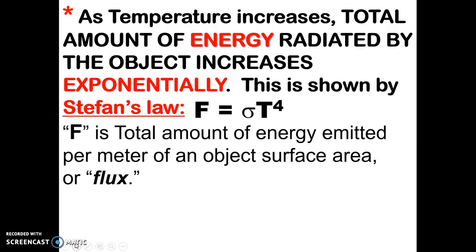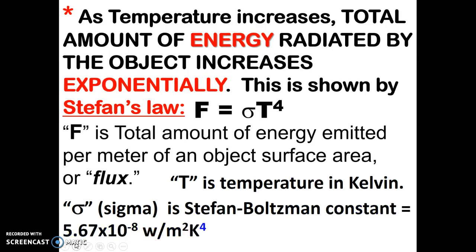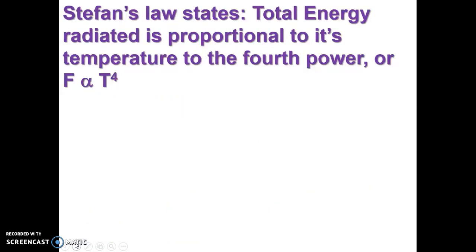So F is the total amount of energy called the flux. T is the temperature in Kelvin. And the symbol is the Stefan-Boltzmann constant, which, do not memorize that. I'll put that on the test. 5.67 times 10 to the minus 8th watts per meter squared, Kelvin to the fourth. That way the Kelvins cancel out and it comes up in joules. So Stefan's law basically says the total energy radiated is proportional to its temperature to the fourth power.